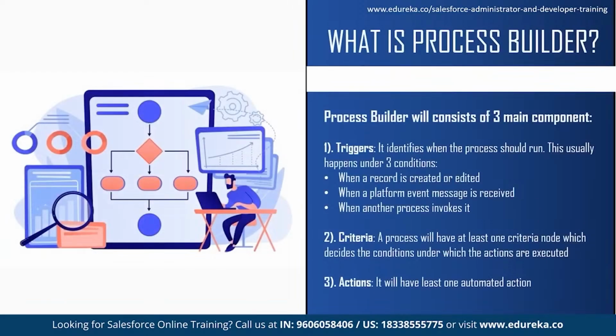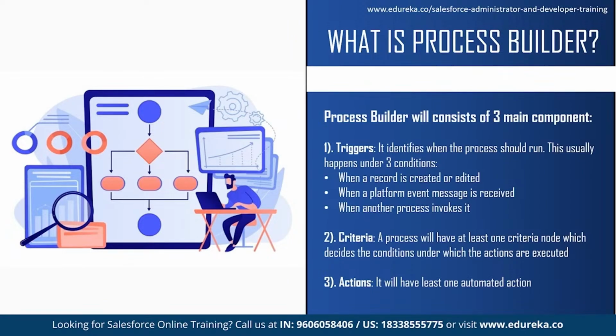Now each process in Process Builder will consist of 3 main components. First is trigger, second we have criteria, and third is actions. First is trigger. Now a trigger basically identifies when the process should run. This usually happens in 3 conditions. 1. When a record is created or edited. Next, when a platform event message is received. And next, when another process invokes this process.